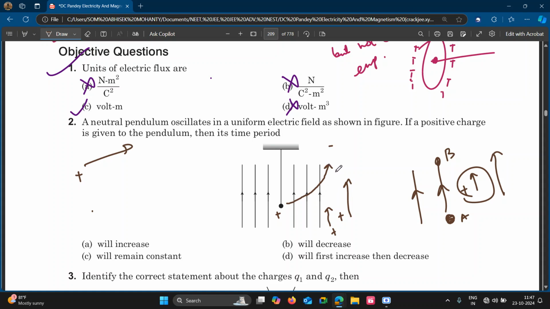And while coming back, it will slow down, isn't it? Slow down. And again, while going up, it will go very fast, and again coming back, it will slow down. So eventually, if you see, the time period is increasing, rather than normal. In a neutral case, it would just go like this. So now it is taking more time to cover the whole oscillation. So time period will increase.